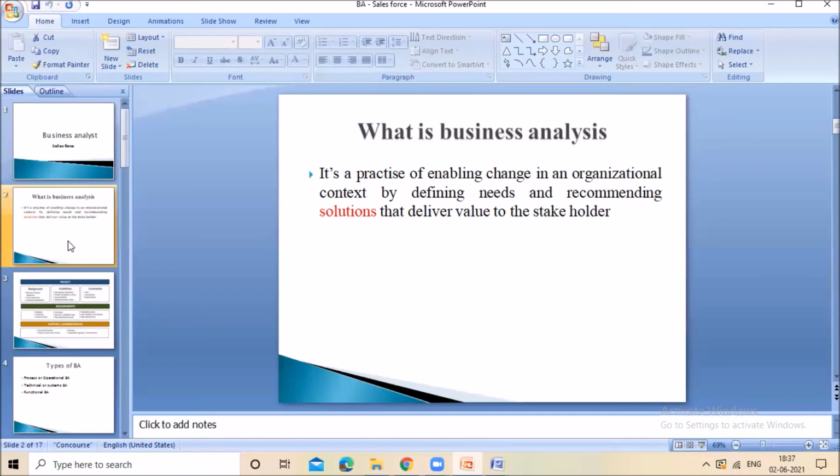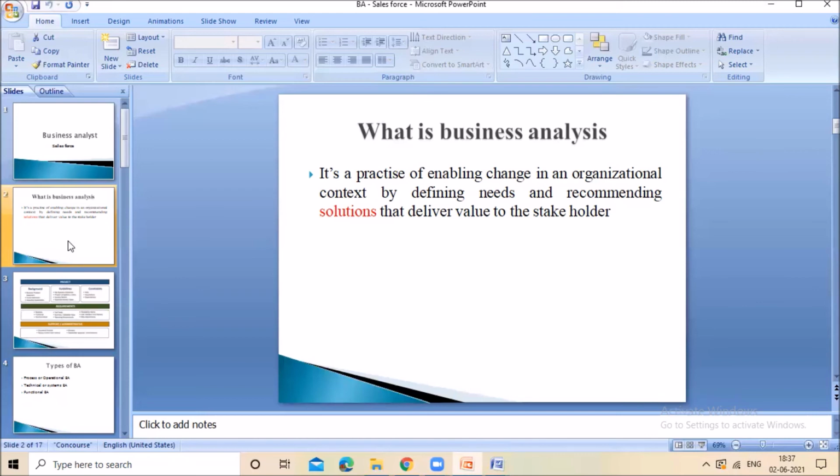Coming to the duration, it usually takes me 5 weeks to complete, because it is all case oriented. First of all, I cover the business analysis topics and concepts. What is a BA? Why is a business analyst required? What is the difference between an IT BA and a Salesforce BA? All that we have to cover.